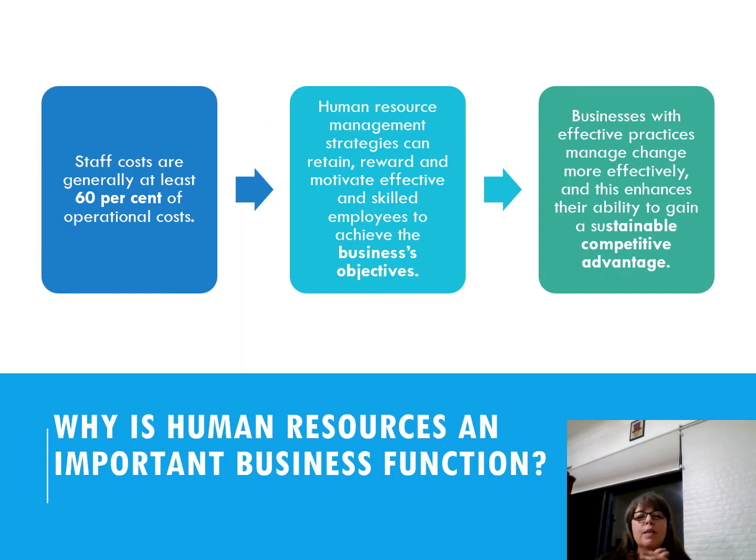Why is human resources an important business function? Staff costs are generally at least 60% of operational costs, so of the total operational costs. Seeing as it is rather a large investment on a business's part, 60% of their costs goes towards people, it stands to reason that they are an important function within a business. Human resource management strategies can retain, keep people, stop them from quitting, reward, both monetary and non-monetary rewards, and motivate effective and skilled employees to achieve the business's objectives.